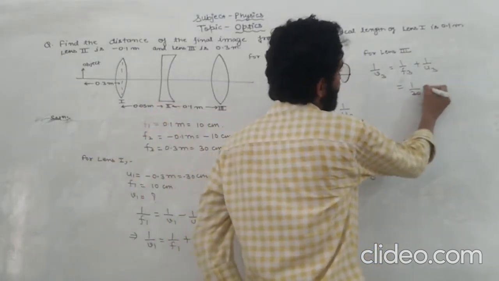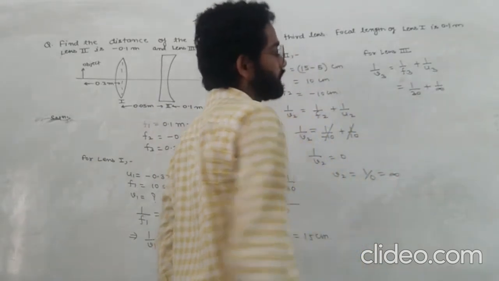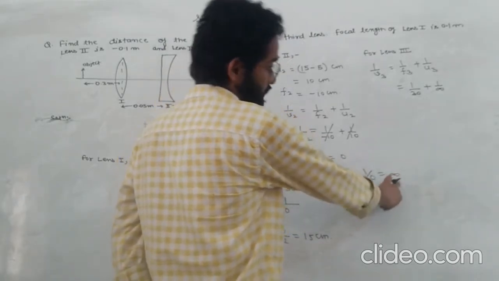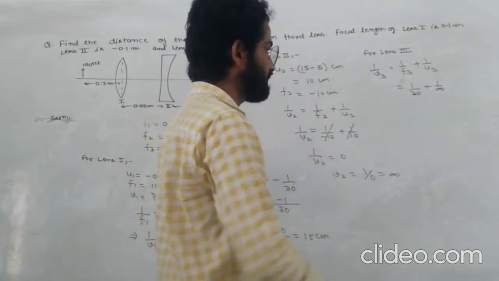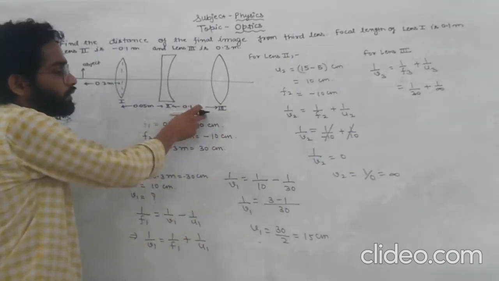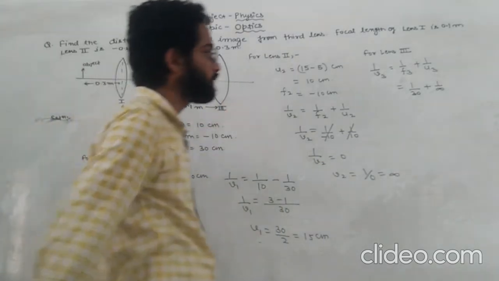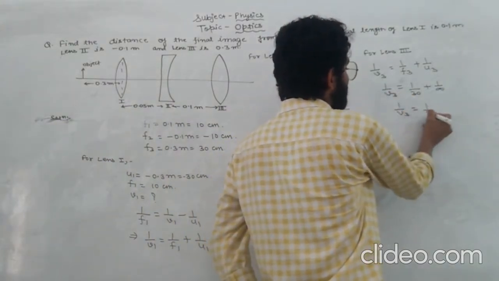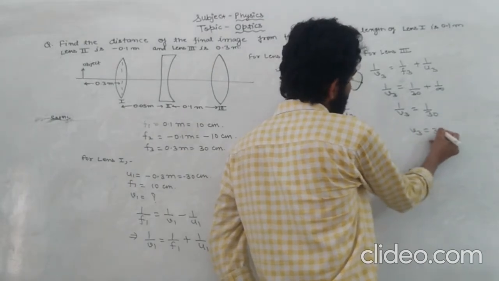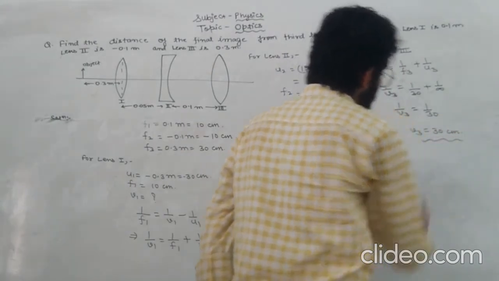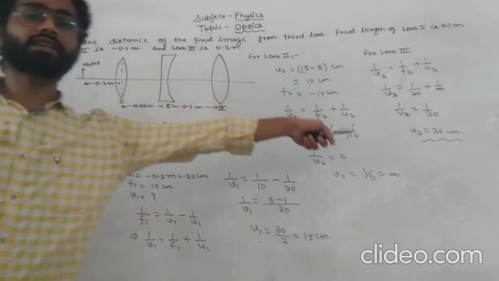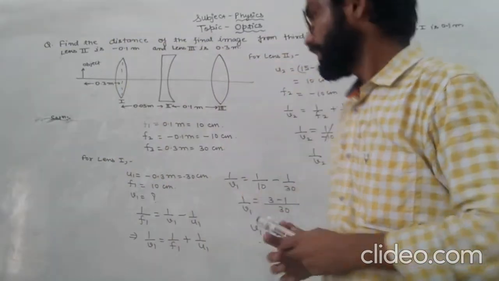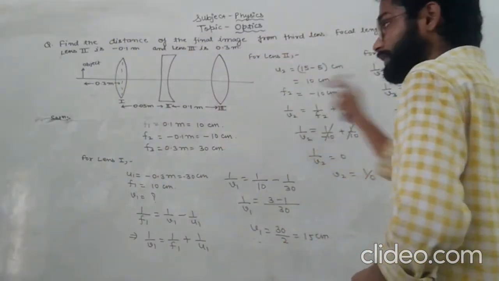And what is the value of u3? As I said, infinite would be the value of u3, because infinite minus 0.1 meter, that is 10 centimeter, is also infinite. That is why 1 upon v3 would be equal to 1 by 30. That is, v3 is equal to 30 centimeter. So this would be the final image. The final image would be at 30 centimeter from the third lens.